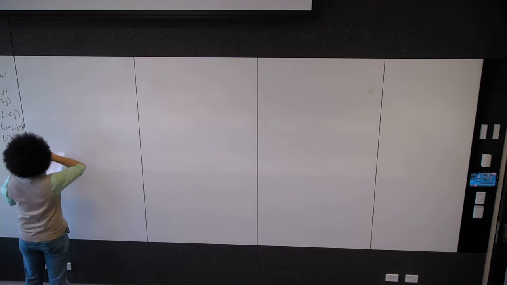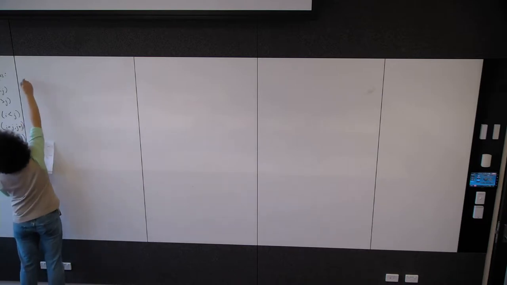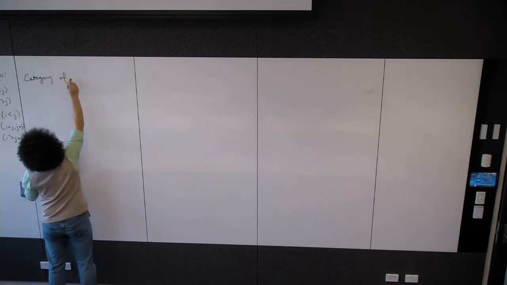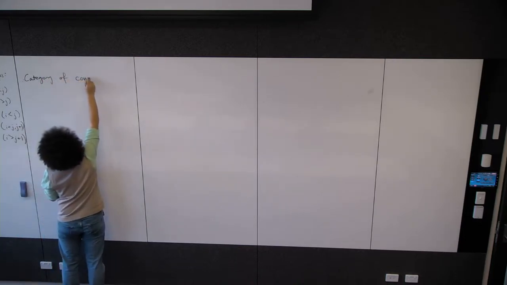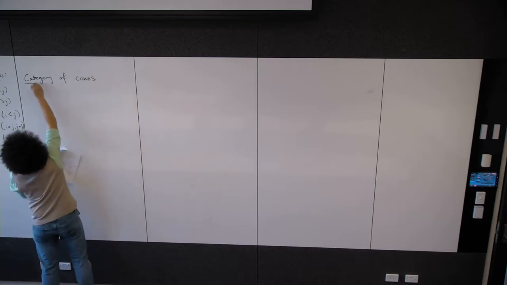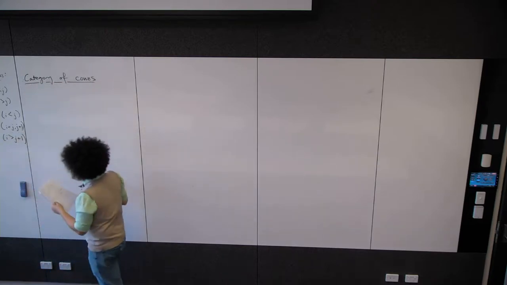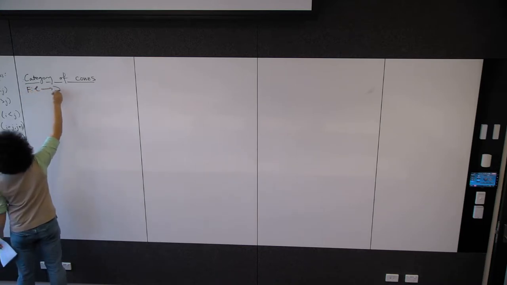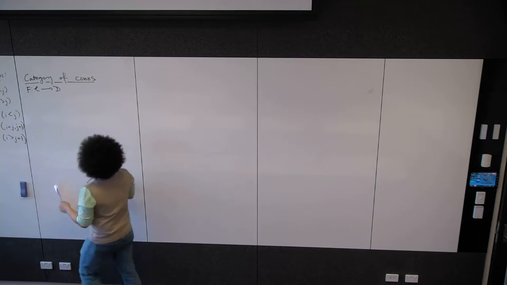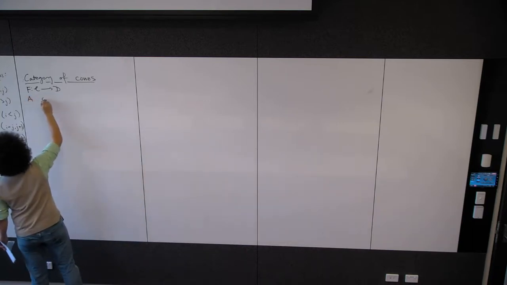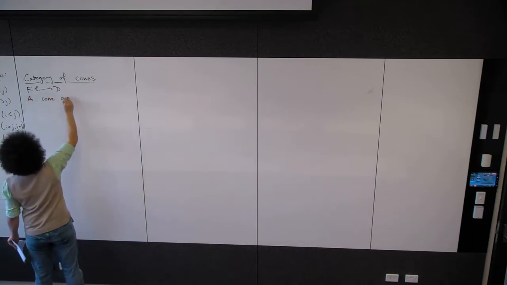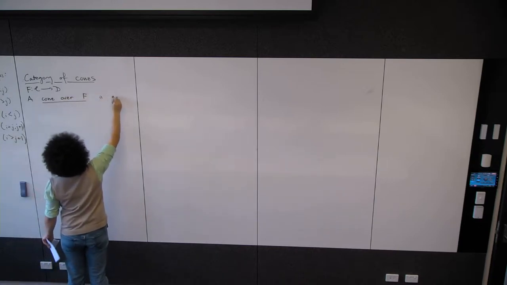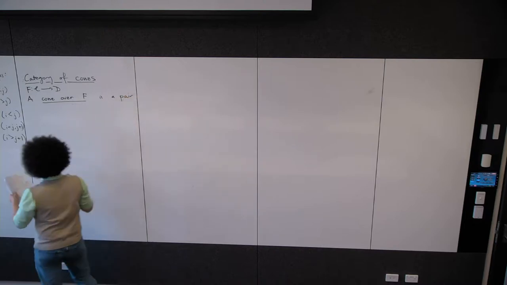All right, so we're gonna define a category. We're gonna define the category of cones. So we're gonna start with some functor, F, from C to D. A cone over F is a pair. All right.